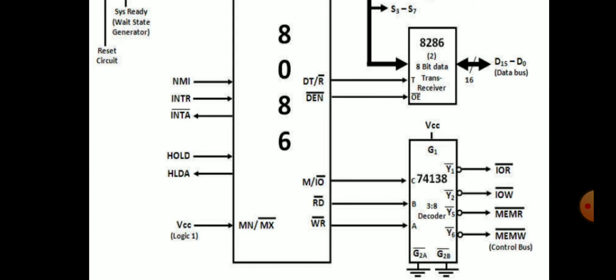74138 is a 3:8 decoder which receives 3 inputs and produces 8 outputs, of which 4 output lines are used to represent the decoded operation. When M/IO bar is 1 and read bar is equal to 0, memory read operation is carried out. For M/IO bar equal to 1 and write bar equal to 0, memory write operation gets performed. When M/IO bar is equal to 0 and read bar is equal to 0, input read, whereas when M/IO bar is equal to 0 and write bar is equal to 0, output write operations are performed by the processor.